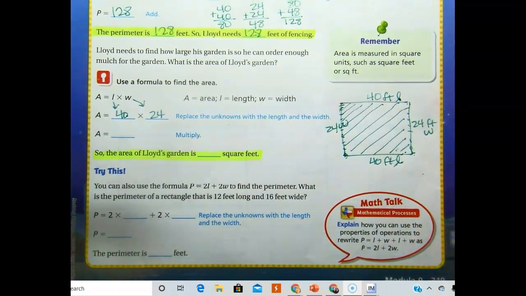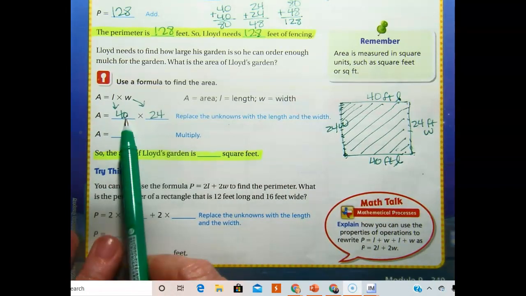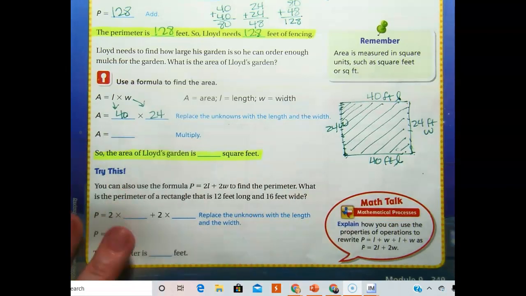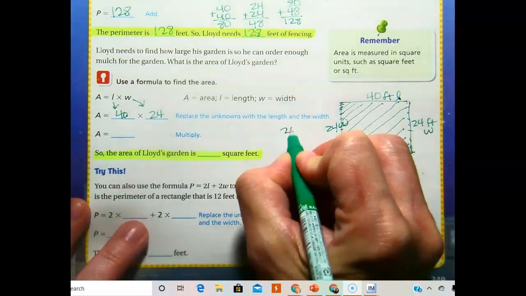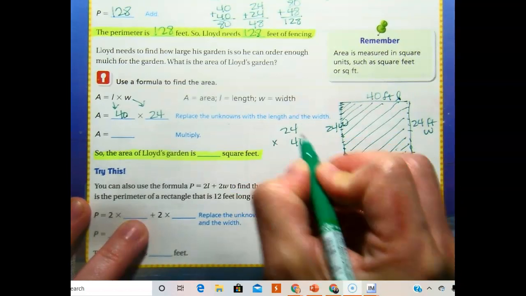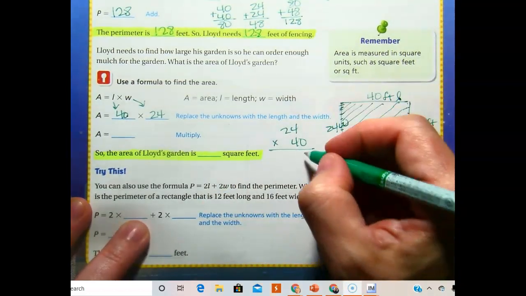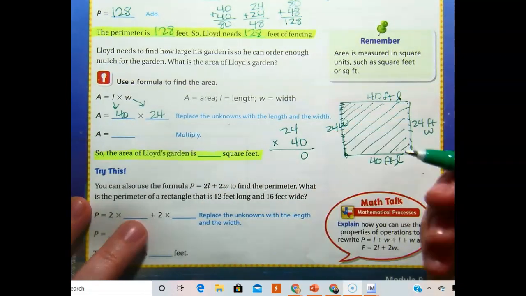Okay, so why don't you go ahead and take a second to recall how to multiply 2-digit by 2-digit numbers. Remember, that's a 0, so you could use that hangout 0 trick and put 24 on top and put times 40. Okay, and then just leave your 0, because remember, that's a placeholder.